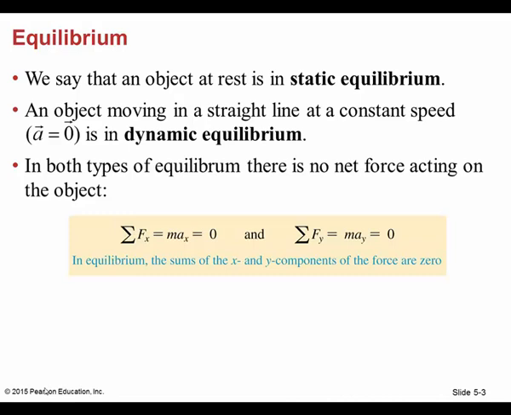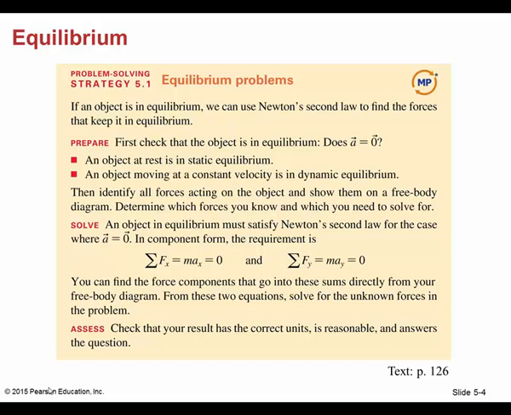However, if an object is moving with, and here's the key, constant speed, so that acceleration is equal to 0, then you have what is called dynamic equilibrium, okay? So how do we write this mathematically? Well, we say the sum of the forces is equal to the mass times acceleration, which is equal to 0. It's very important to understand this concept because it makes the problems we solve much easier.